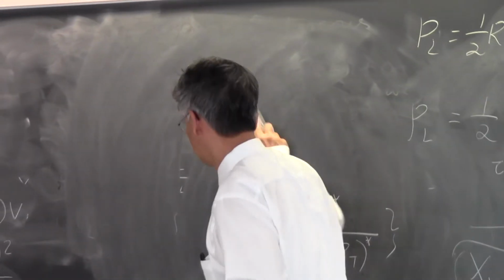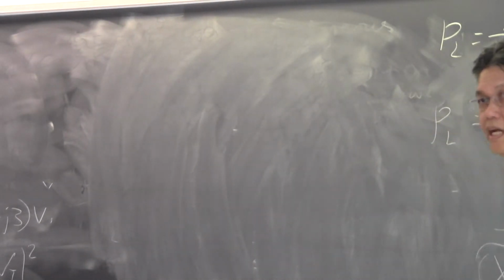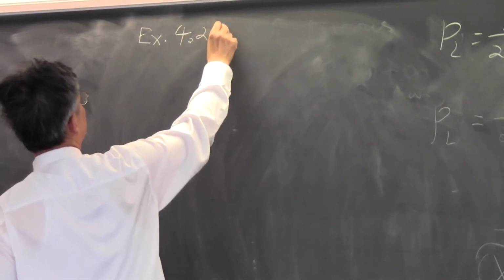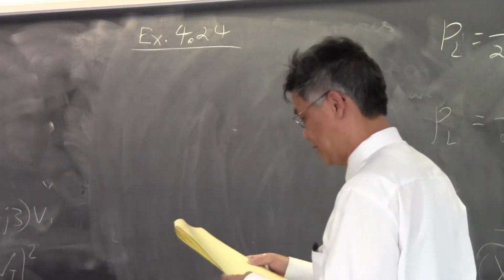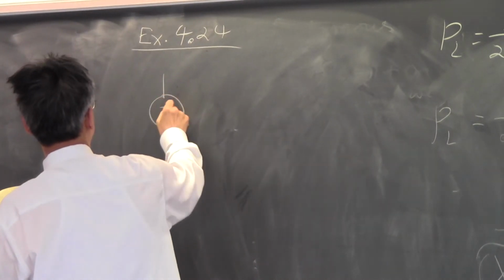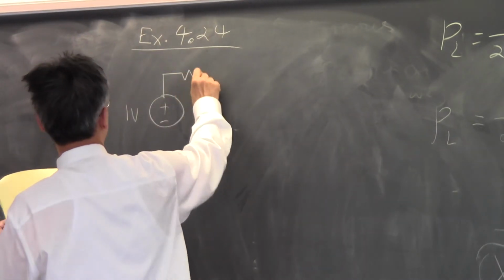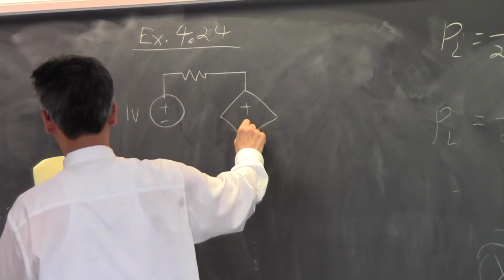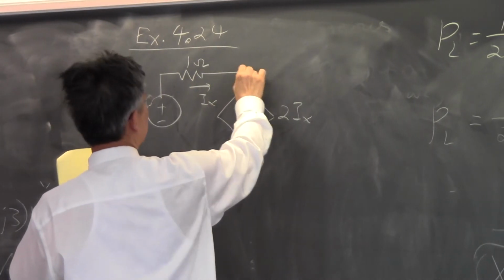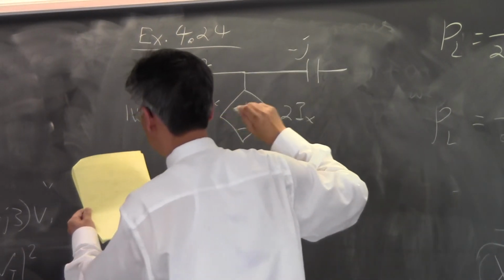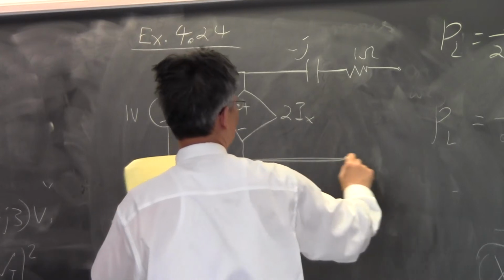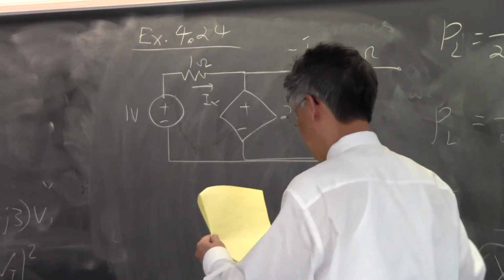Any questions so far? Any questions? If no questions, let's try example 4.24. Okay? And this is a rather complicated circuit again. And it's something that looks like that. Two IX, 1 ohm, and then the capacitance with the impedance of minus J, and then 1 ohm over here. Okay? You're asked to find the available power.